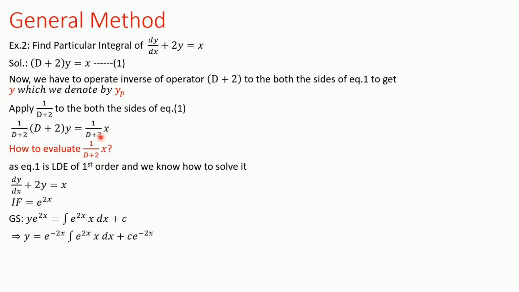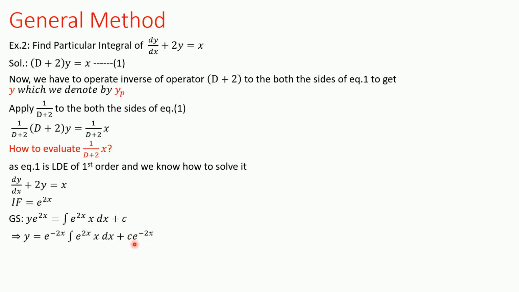Now integrate it and divide throughout by e raised to 2x, so we get this: y is equal to e raised to minus 2x. See, here we are not integrating, we are keeping that term as it is. We just divided both the sides by e raised to 2x. So we got this: y is equal to e raised to minus 2x integration of e raised to 2x x dx, plus c into e raised to minus 2x.